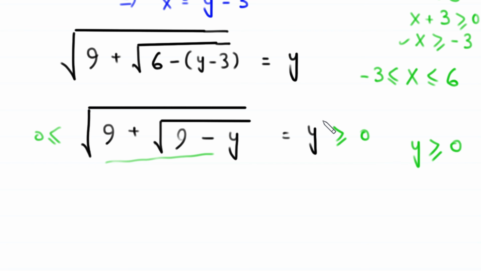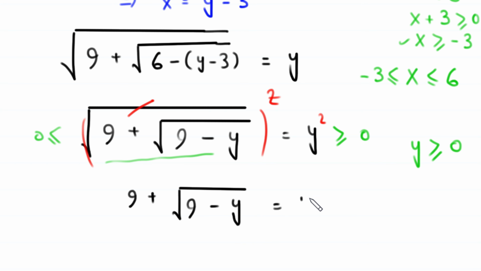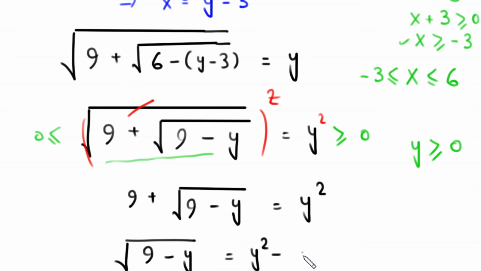Now we square both sides of this equation. So this square will be cancelled with the square root. We are left with 9 plus square root of 9 minus y equal to y squared. Move this 9 to the right hand side, the equation will become the square root of 9 minus y equal to y squared minus 9.